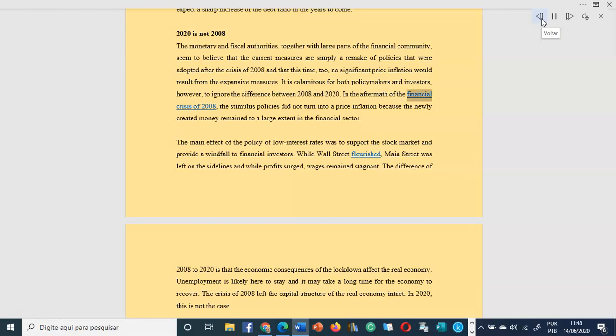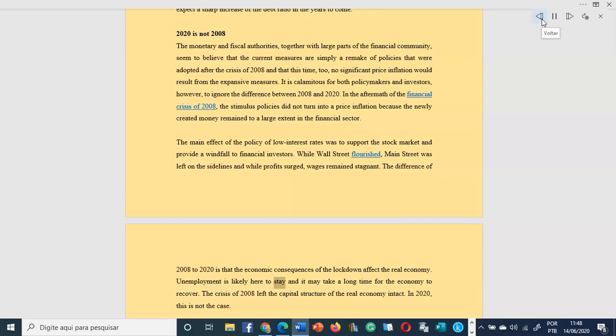In the aftermath of the financial crisis of 2008, the stimulus policies did not turn into a price inflation because the newly created money remained to a large extent in the financial sector. The main effect of the policy of low interest rates was to support the stock market and provide a windfall to financial investors. While Wall Street flourished, Main Street was left on the sidelines, and while profits surged, wages remained stagnant. The difference of 2008 to 2020 is that the economic consequences of the lockdown affect the real economy.